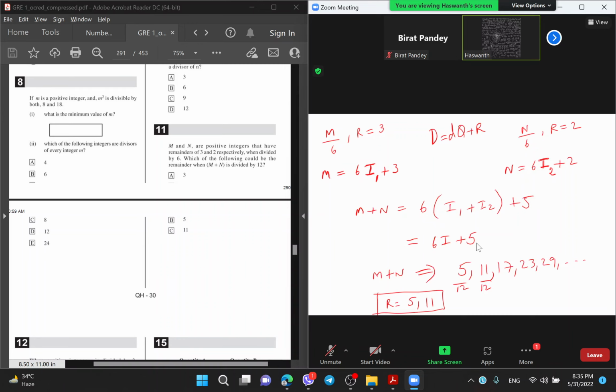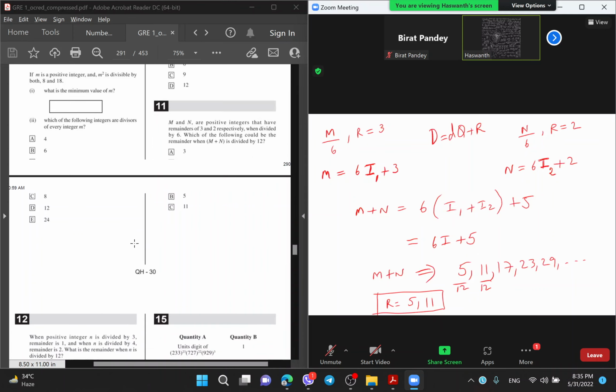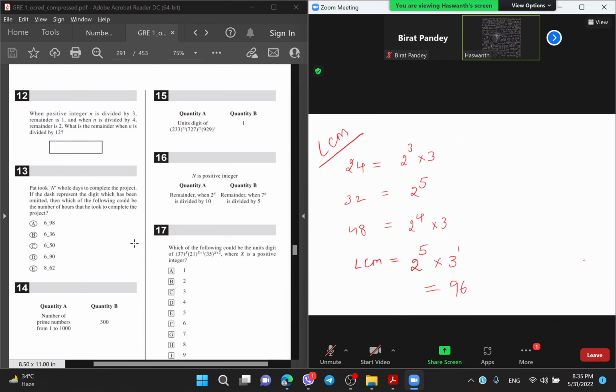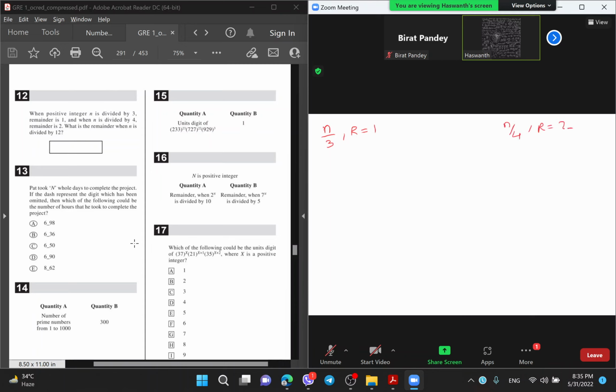Next one. n when divided by 3 leaves a remainder 1, and when divided by 4 leaves a remainder 2. What is the remainder when n is divided by 12? So this is another model present in this topic. He said n when divided by 3 leaves a remainder 1, n when divided by 4 leaves a remainder 2. Now there are two conditions given to us which we need to satisfy. Here we have to find those values of n which will leave a remainder 1 when divided by 3, and which will leave a remainder 2 when divided by 4. Two different conditions to satisfy.